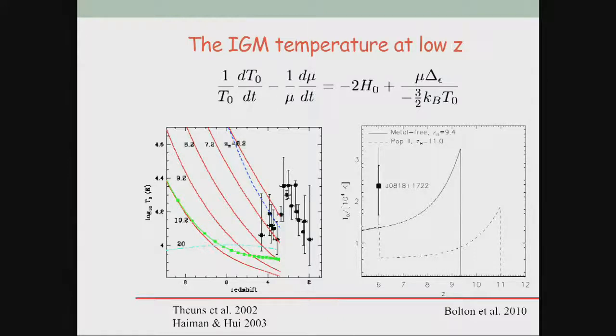And recently, Bolton et al. You can measure the temperature. So this is the temperature of the intergalactic medium as a function of redshift. And initially, we used to see this rise in temperature and then a sudden drop. Now people don't see this drop. They see a milder drop, not a very sudden drop. But anyway, this indicates the transition from helium-1 to helium-2.